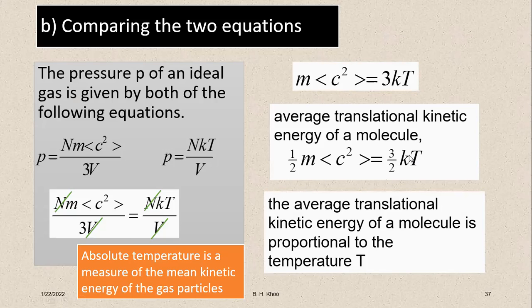So absolute temperature from this equation is a measure of the mean kinetic energy of the gas particle. That's all. Right? Because we cannot measure this one, but we can measure absolute temperature. So this one tells us the mean kinetic energy of the particle.